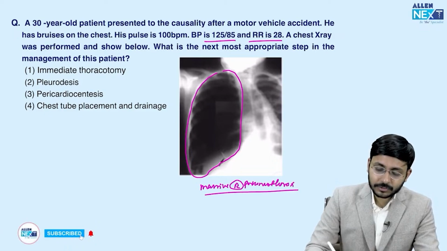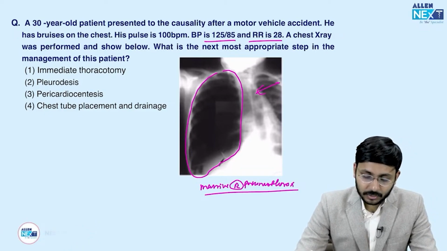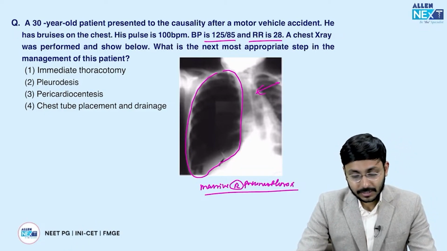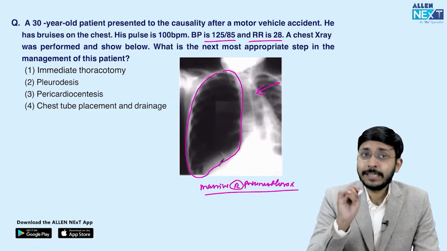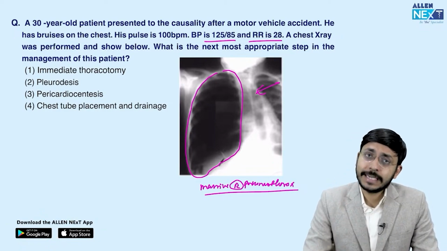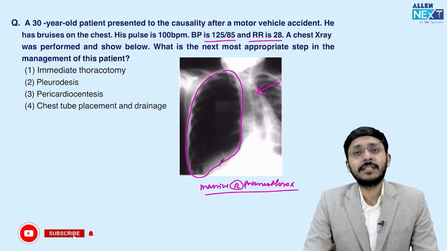We can also see the tracheal shift to the opposite side. Now, so we are dealing with a large pneumothorax. So what should you do? Should you put in a needle thoracostomy or should you put in an ICD? It depends on the patient's clinical status.